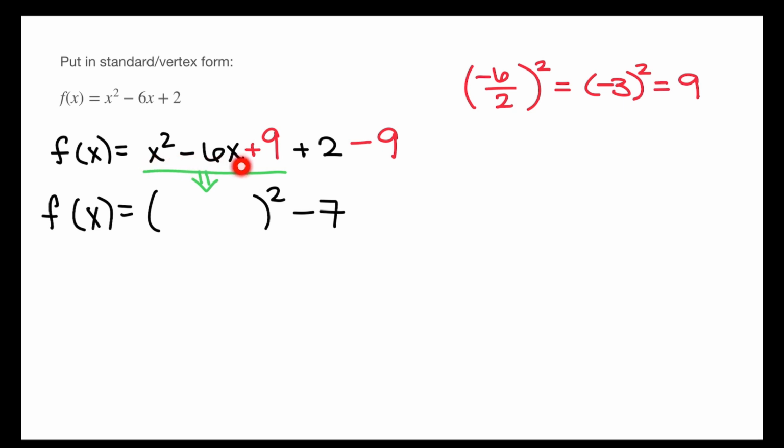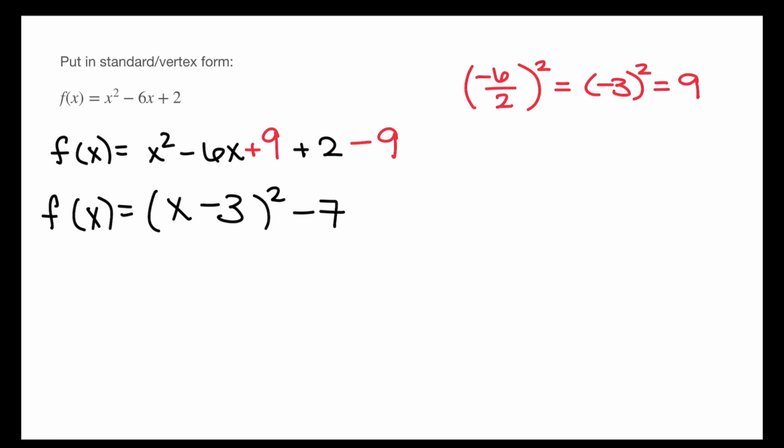Now I can take my first 3 terms and factor those as something squared. I also did 2 minus 9, which is minus 7. The first 3 terms, the x squared minus 6x plus 9, can be factored as x minus 3 squared. I got the minus 3 because that was half of the negative 6. So x minus 3 squared minus 7 is this function in vertex form.